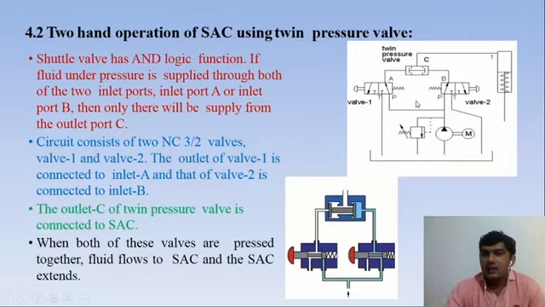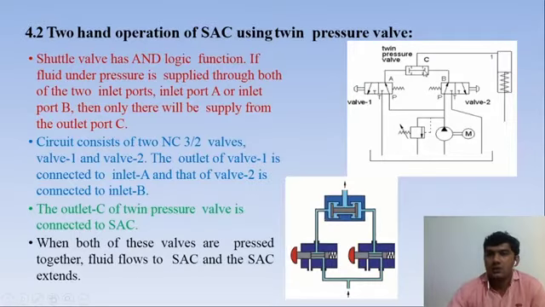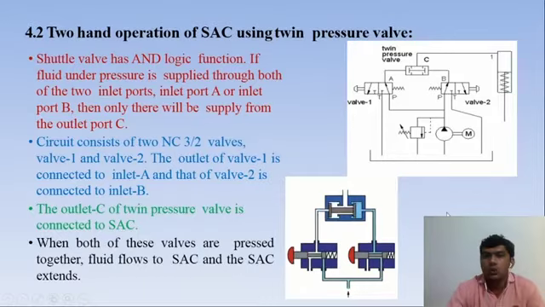If we supply the hydraulic fluid from both valve 1 and valve 2, at that time output will be created and fluid will pass to the cylinder and the cylinder will extend. And during the retract position, fluid will be passed from B to T or A to T and T to reservoir. So this is the two-hand operation by utilization of a twin pressure valve.